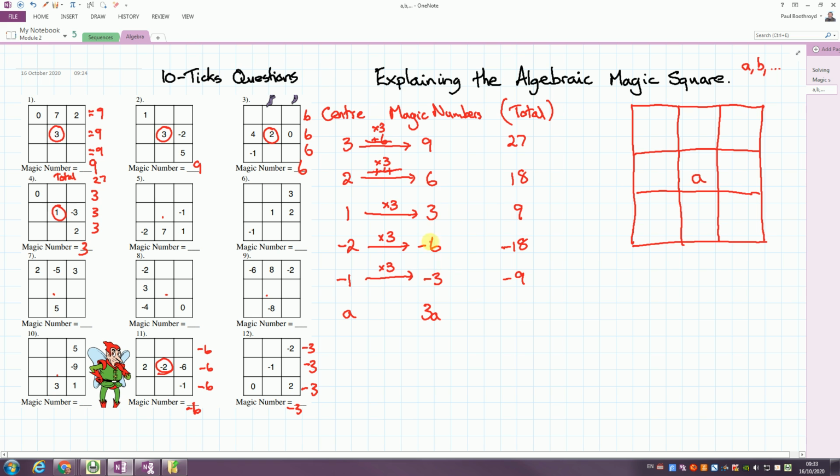Next part, the total may not be necessary all the way through, but when you start looking at them, you actually find the total is 9 times A. Minus 1 times 9, minus 2 times 9, 1 times 9, 2 times 9, 3 times 9. So the total is 9A. The magic number is 3A, the total is 9A.